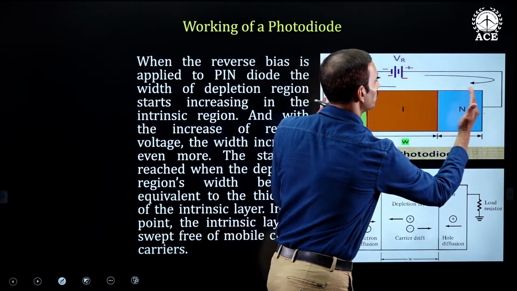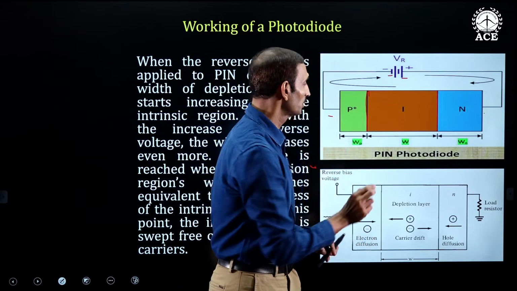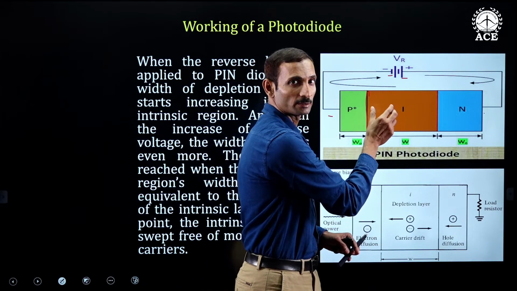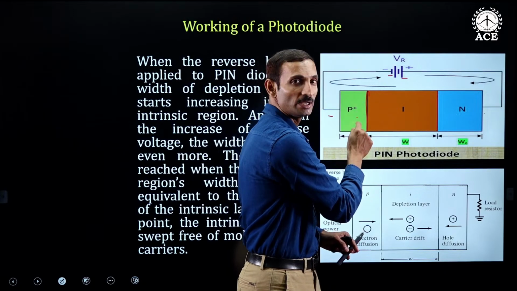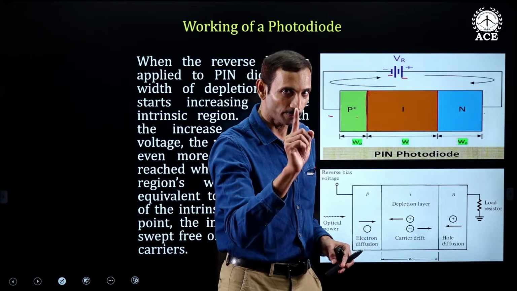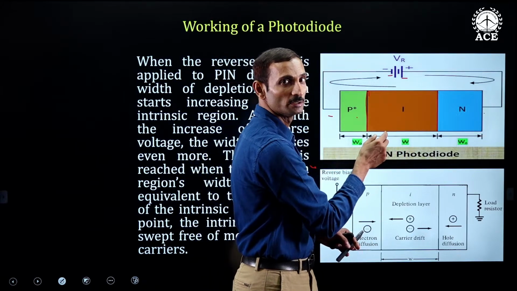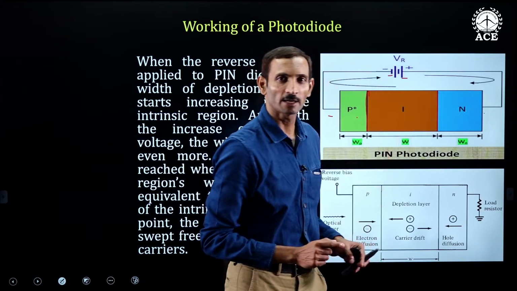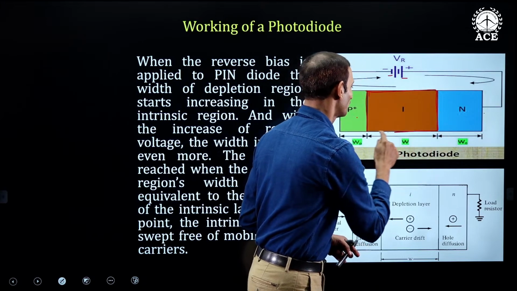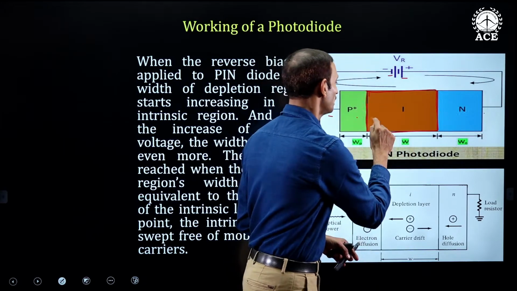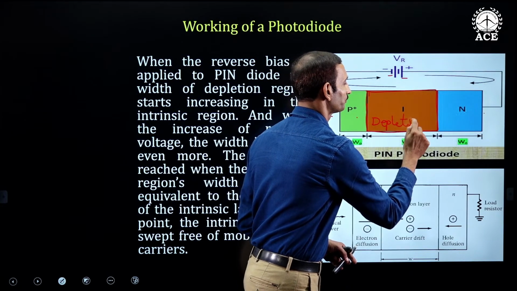So this particular region would have the depletion region. Let me tell you that the depletion region width is going to be more in the intrinsic region compared to that of either the P side or N side. I repeat, the depletion region width is more in the intrinsic region compared to that of the P side or N side. Thus, there may be a stage reached where this entire intrinsic region becomes a depletion region. What does it become? Depletion region.